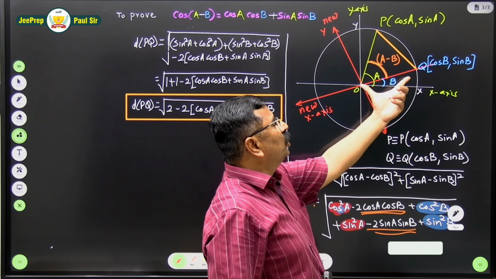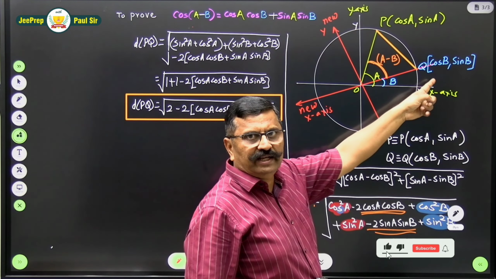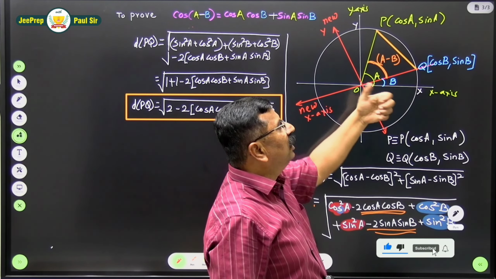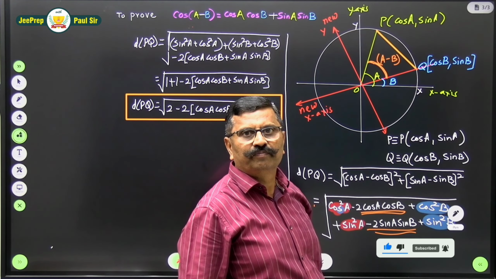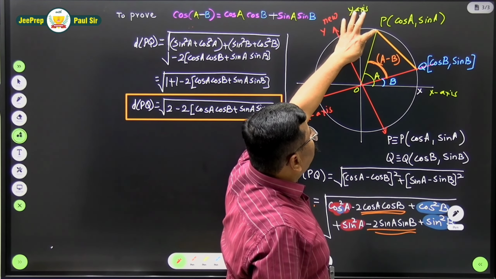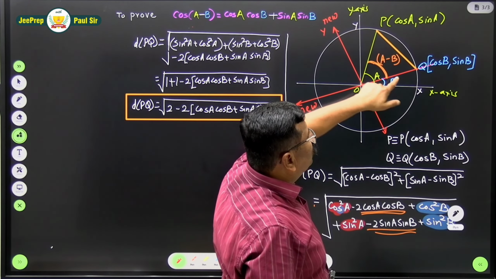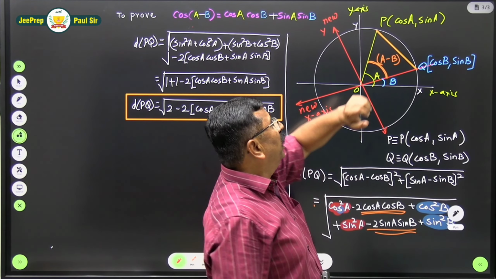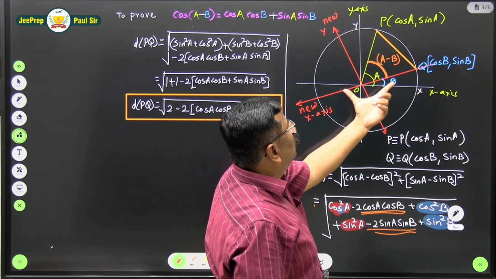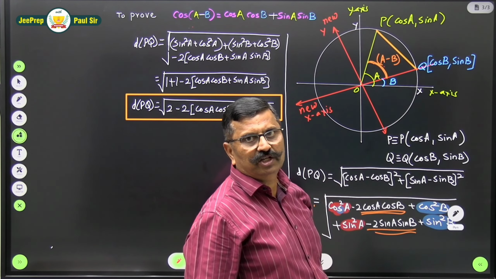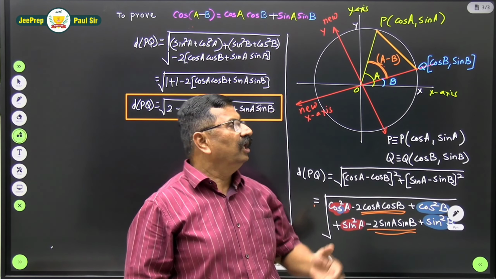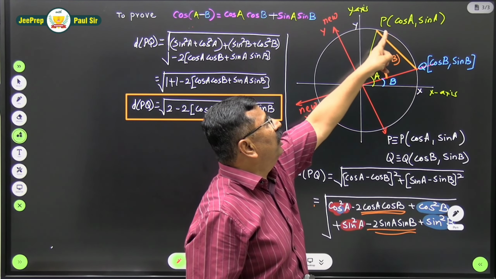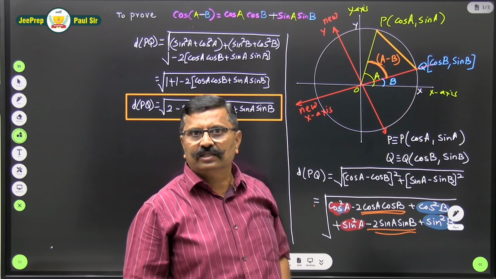Now as OQ is directly on the new x-axis, therefore the angle will become 0, while the angle made by segment OP with the new x-axis will be A minus B. Then accordingly the coordinates of point Q and point P change.